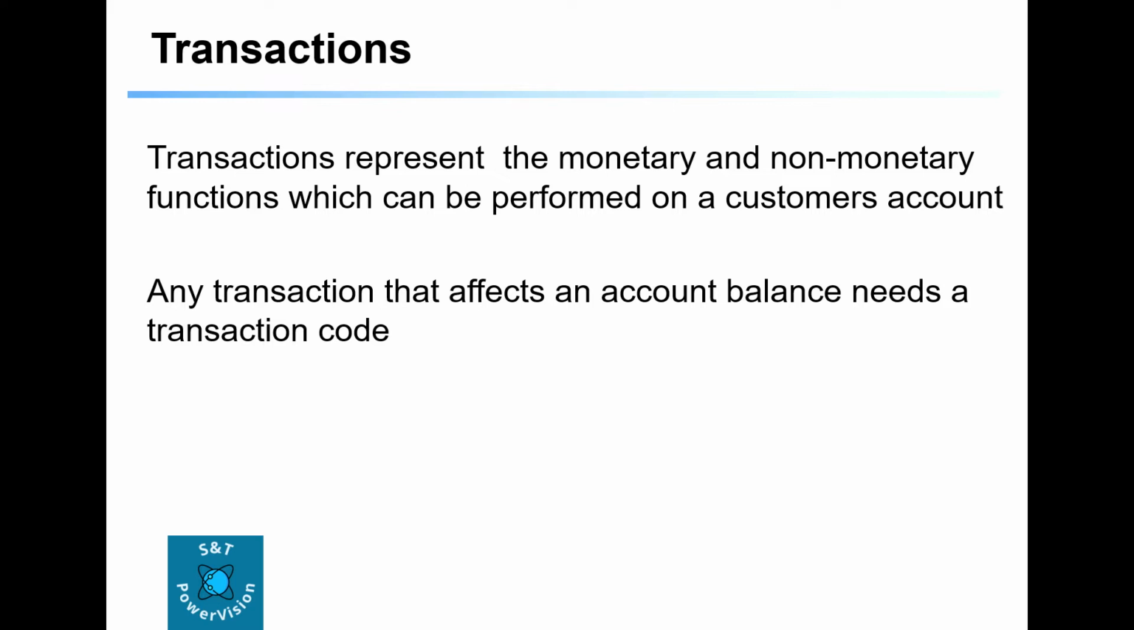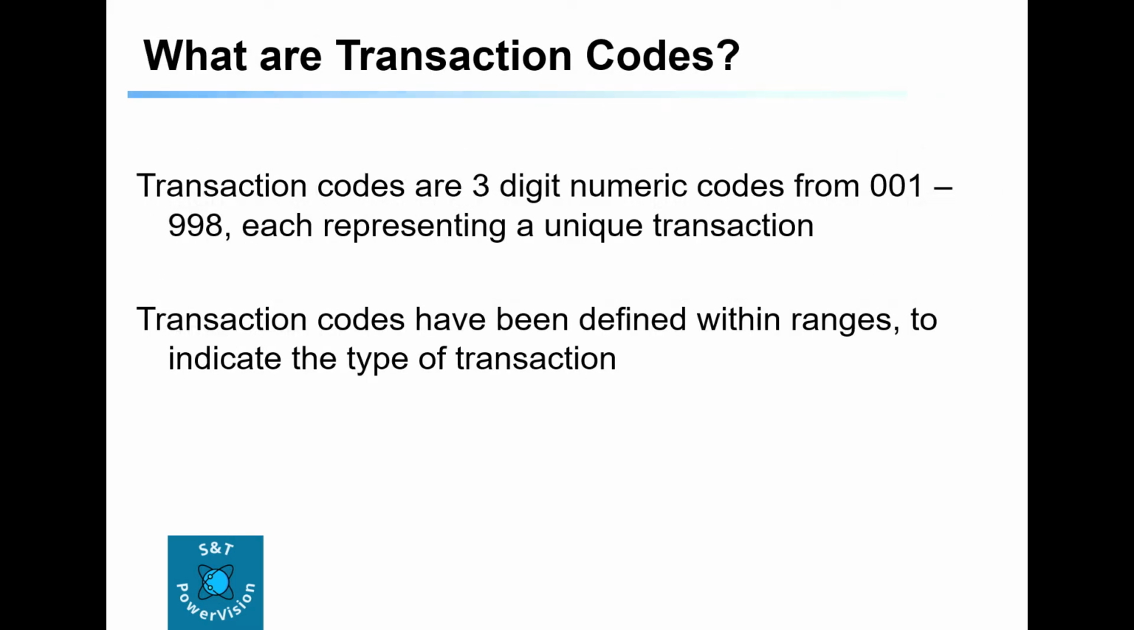Any transaction that affects an account balance needs a transaction code. Transaction code means for every transaction to be posted, we need a transaction code. Transaction codes vary from 001 to 998. For each kind of transaction, we need a unique transaction code. That means a transaction code cannot be assigned to two different kinds of transactions. Each transaction code is defined under the logic module. We will see all those things later in this video.